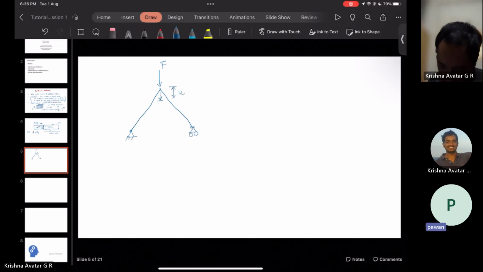I think sir also does this problem while teaching this geometric nonlinearity. Yeah, so what we are doing is we'll actually solve it, not just discuss. We'll solve this problem. Okay, we'll do it next week.